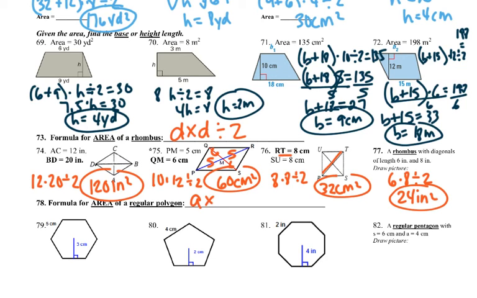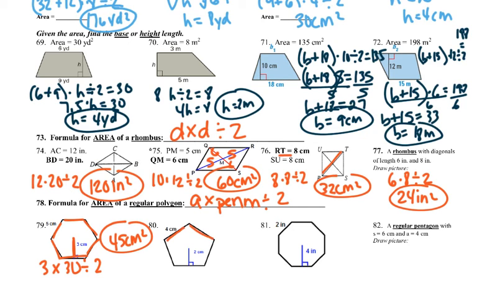Polygon is apothem times perimeter divided by 2. The apothem is the mini height, so mini height times 5, 10, 15, 20, 25, 30 when you go all the way around for the perimeter, divided by 2. That works out to be 45 centimeters squared.